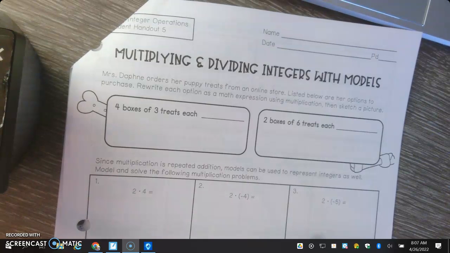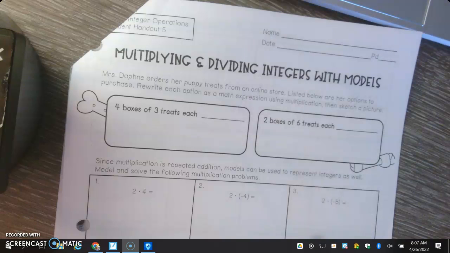Alright, hey 6th grade, so today we're going to talk about multiplying and dividing integers with models, so kind of pictures helping us represent the situation. First thing we're going to start with is a word problem. It says, Mrs. Daphne orders her puppy treats from an online store. Listed below are her options to purchase. Rewrite each option as a math expression using multiplication, then sketch a picture.